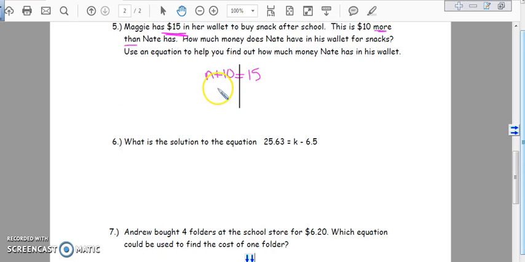I got to get rid of the plus 10, so I'm going to subtract 10 from both sides. So N equals 5. So Nate has $5 in his wallet.